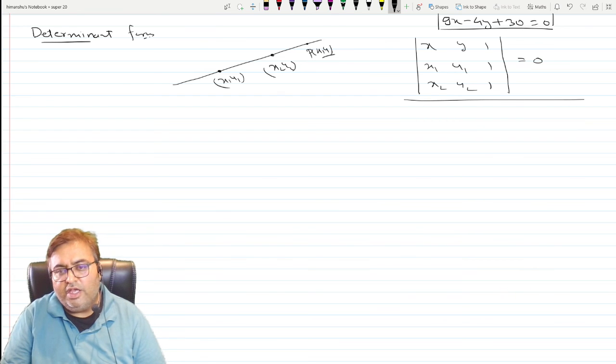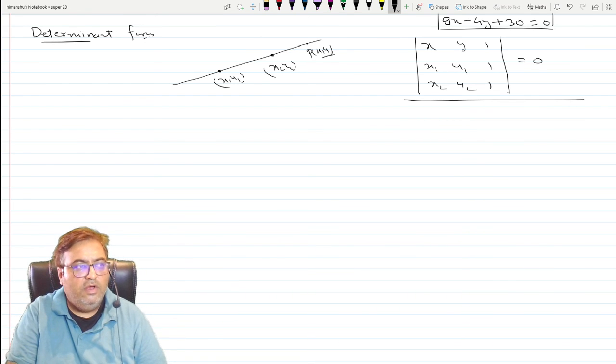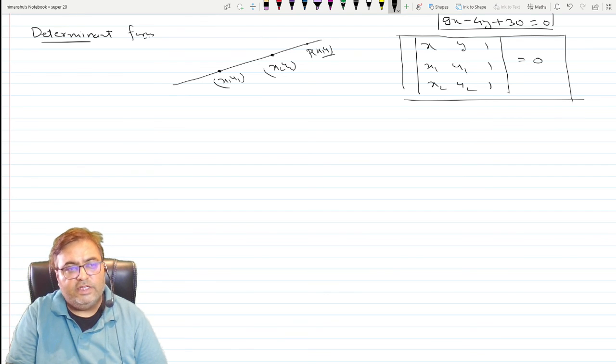So this is the equation of a straight line in the determinant form which passes through the point x1 comma y1 and x2 comma y2. Okay, this is what is called the determinant form.